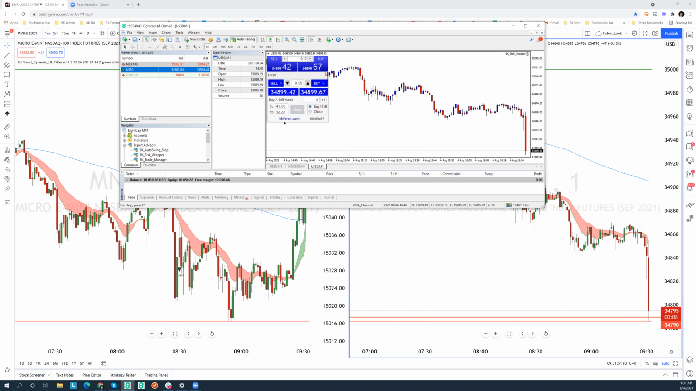So now this is the opening range gambit. Yesterday we kind of tried to trade this.